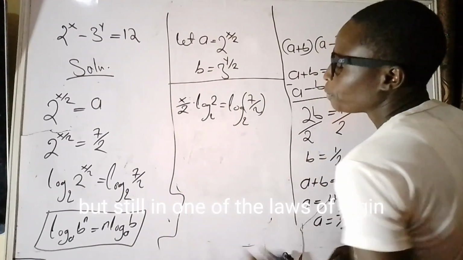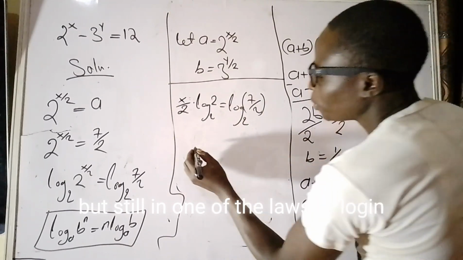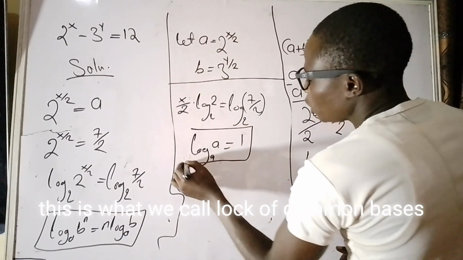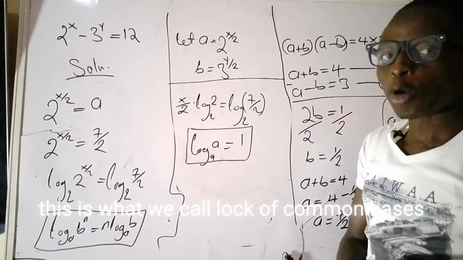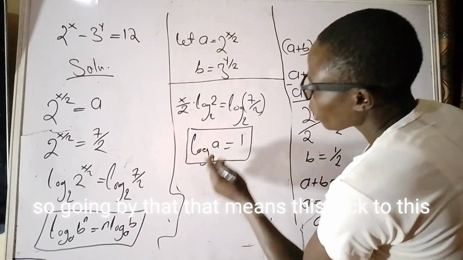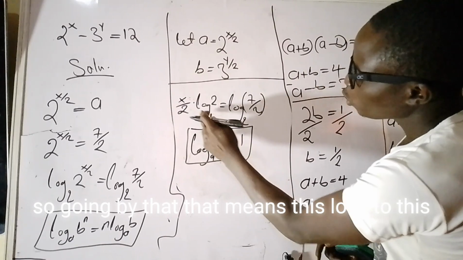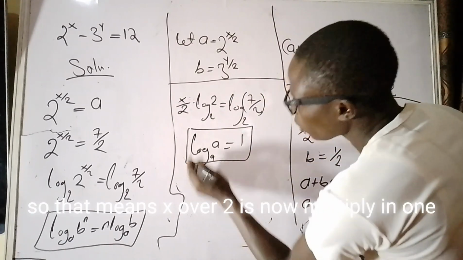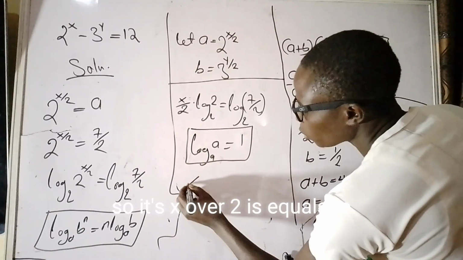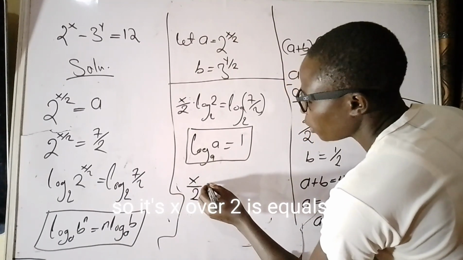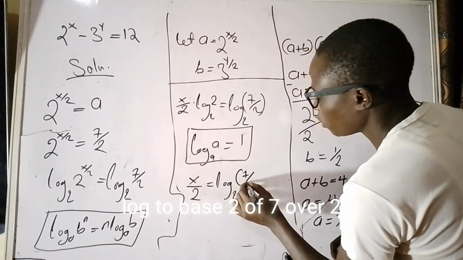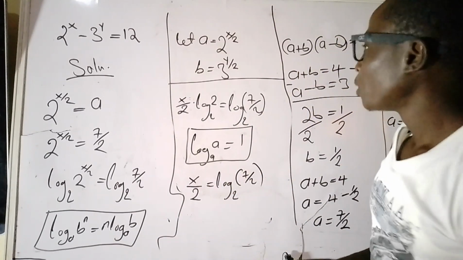But still, in one of the laws of logarithm, whenever I have log to base a of a is equals to 1, this is what we call log of common basis or log of the same basis. So going by that, this log to base 2 of 2 is equals to 1. So that means x over 2 is now multiplying 1, which is x over 2. So it's x over 2 is equals to log to base 2 of 7 over 2.